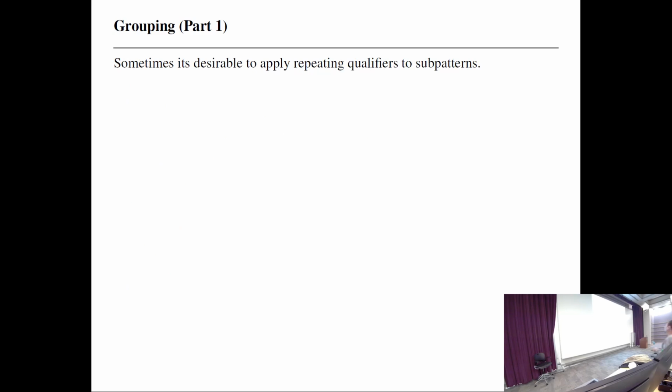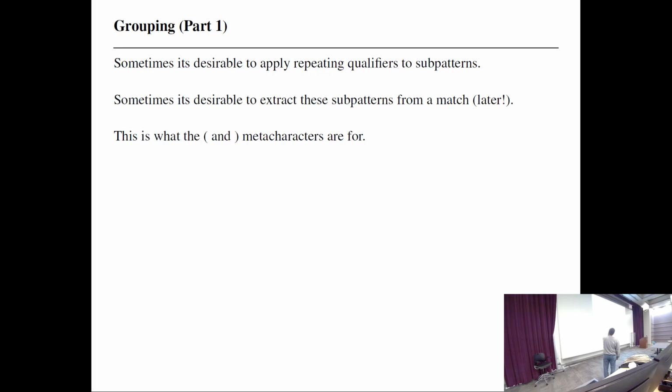Okay, sometimes I want to do repeating qualifiers. So what does that mean? Well, in this case, we've seen the asterisk before, and it applies to the preceding pattern element. So the example you saw was AB star, and that matched a string that starts with an A and has as many B's, zero or more B's.